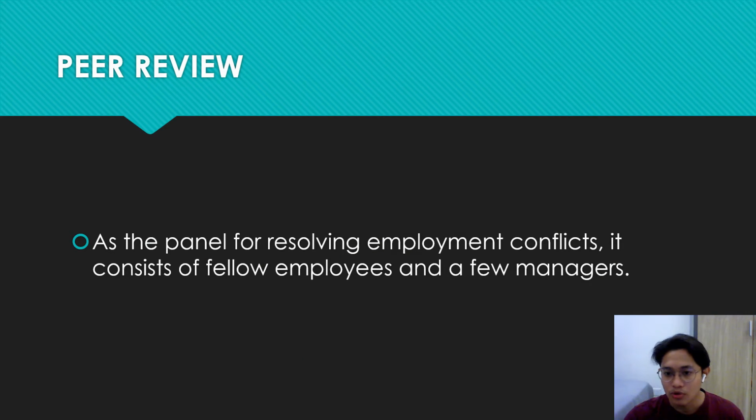So next is the peer review. Some organizations allow their employees to appeal disciplinary actions to an internal committee of employees. This panel reviews the action and makes recommendations or decisions. Peer review panels use fellow employees and perhaps a few managers to resolve employment disputes.